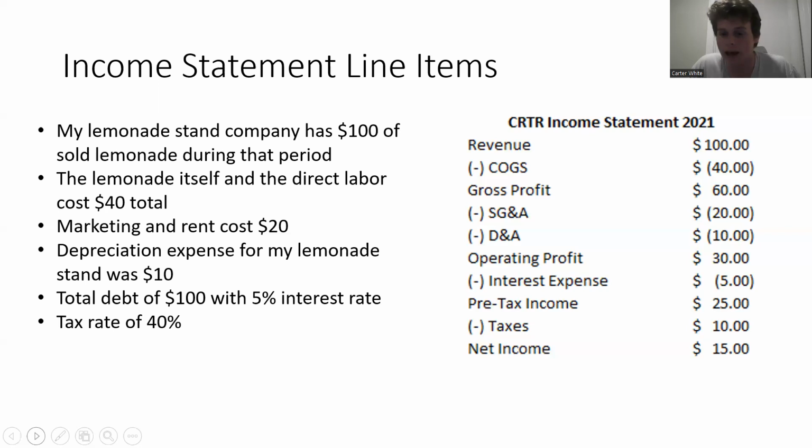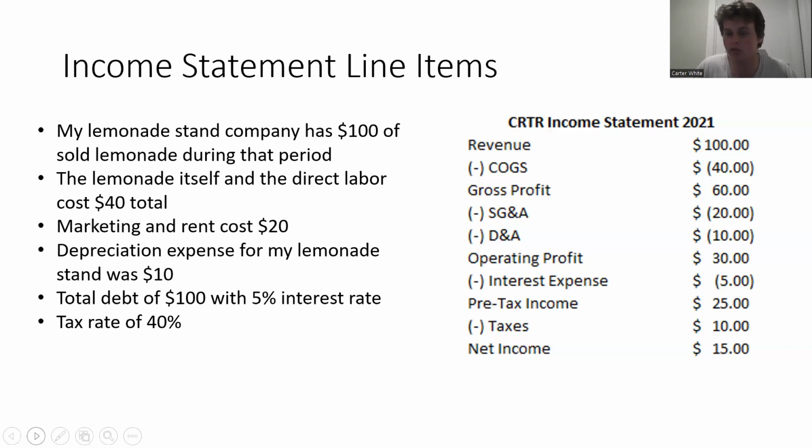So your operating profit now is $30. From operating profit, we subtract our interest expense, which here was, we had total debt of 10 at 5% interest rate, so it'd be $5. Then our pre-tax income is $25, and then we pay a 40% tax rate on that. So we pay $10 in taxes. So our net income here would be $15.